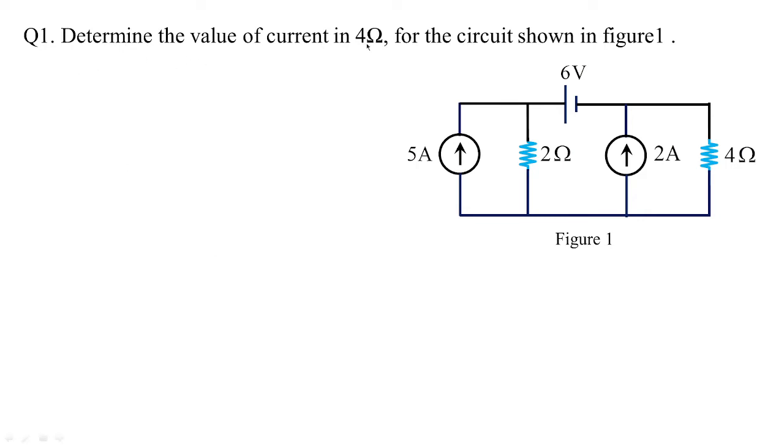We need to find the value of current in 4 ohms for the circuit shown below, given as figure 1. We can do this problem using supernode analysis as well as supermesh analysis. In my last class, we solved some numericals based on supernode techniques. So we'll start with the supernode technique.